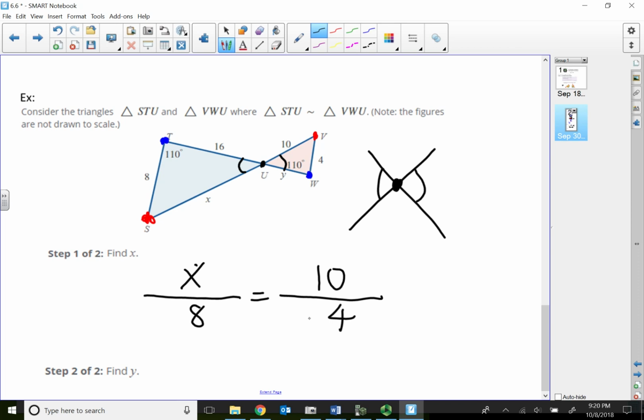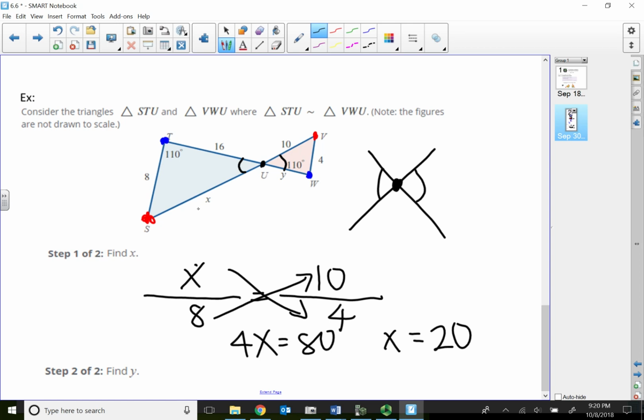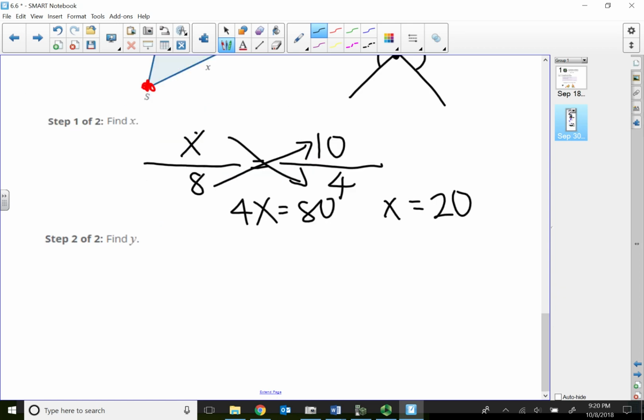All right, so again, cross product. This is going to be 4x set equal to 80. Divide both sides by 4. My answer, x equal to 20. All right, so I find x to be 20. Let's find y real quick.